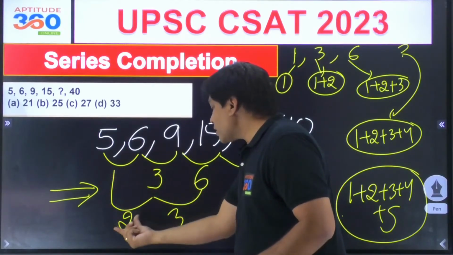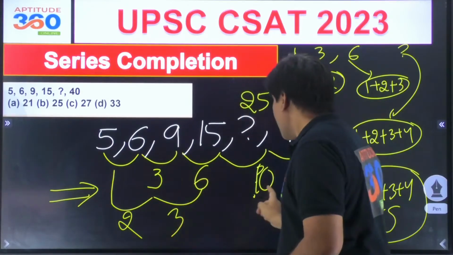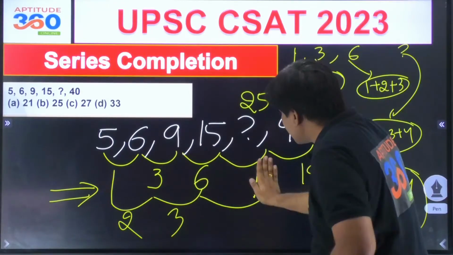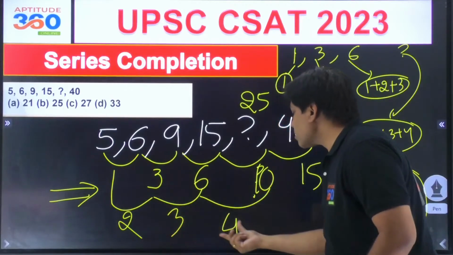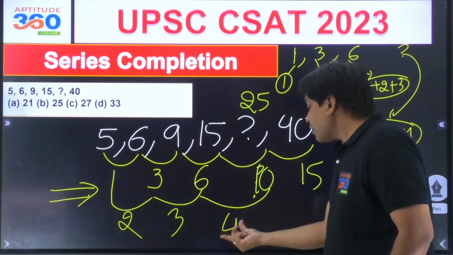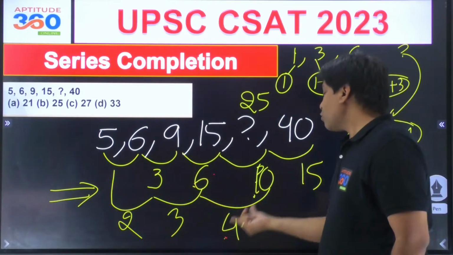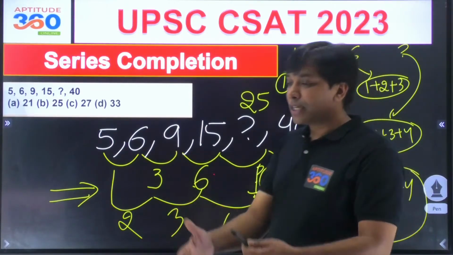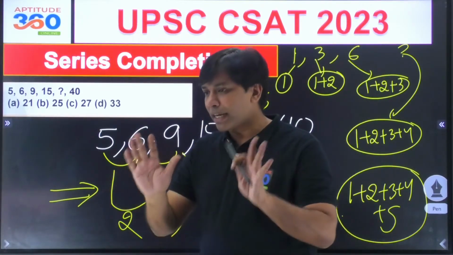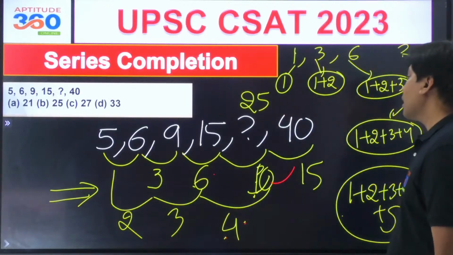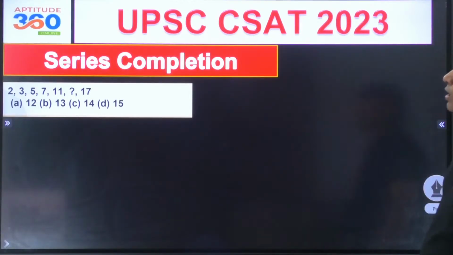So 3 minus 1 is 2, 6 minus 3 is 3. So this number, which we did not know, what if this needed to be 4? Because this is 2 and then this is 3. So this needed to be 4. And if 4 agar hota, so 6 plus 4, this would have been 10. So that is another way of thinking. So you would have got the right answer. Good job. Let us move ahead and solve this problem, people.